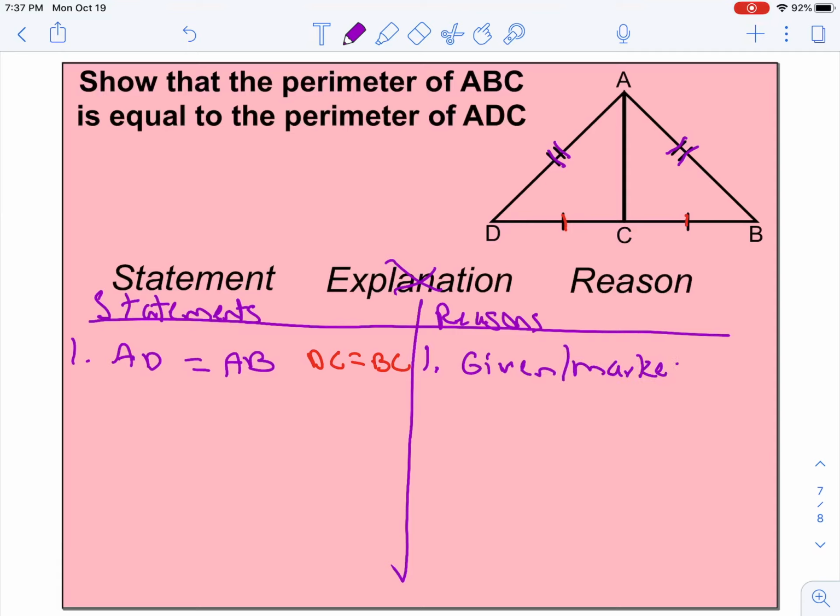or we could say marked that way. All right, so now we also know that AC right here is equal to itself. So we're going to say that AC is equal to AC. And why? There's your reflexive property.